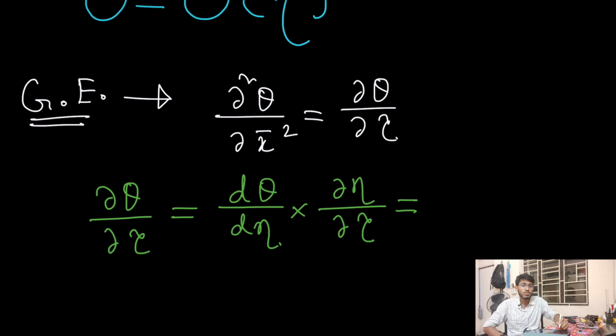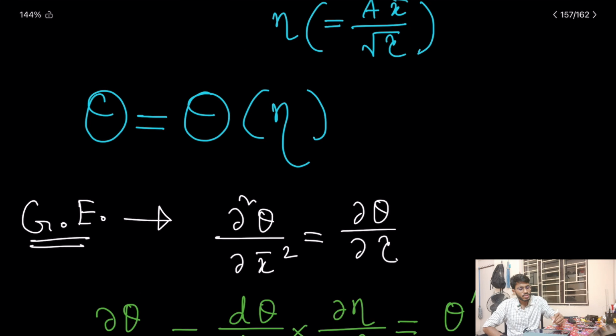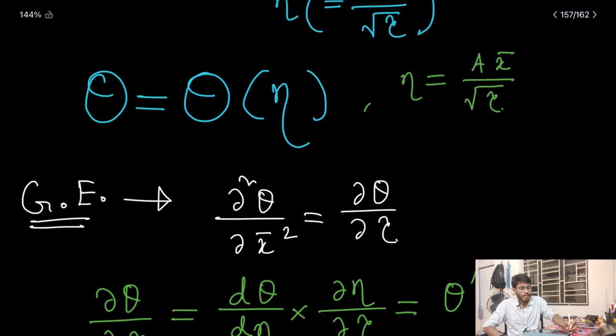Now that is equal to, okay, so I will write here theta dash. So theta dash is equal to d theta d eta, okay. Now what is del eta del tau? You see here eta is equal to a into x bar by root over tau, right? So then what will be del eta del tau?